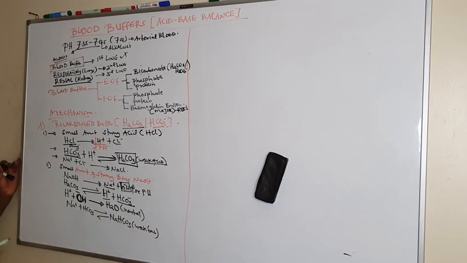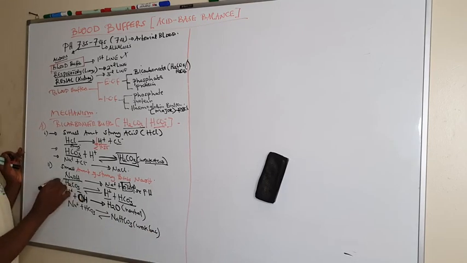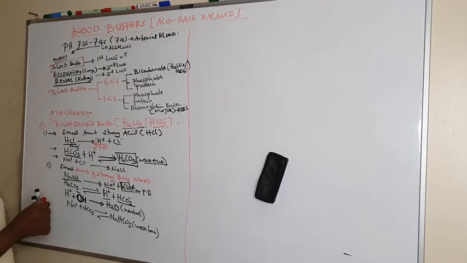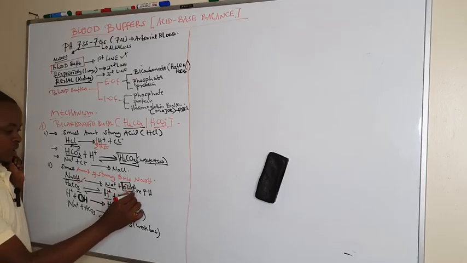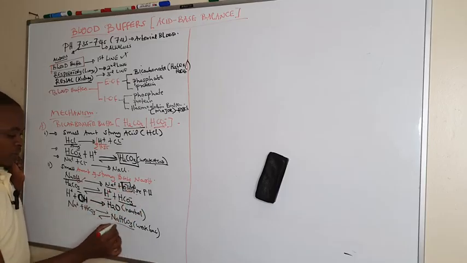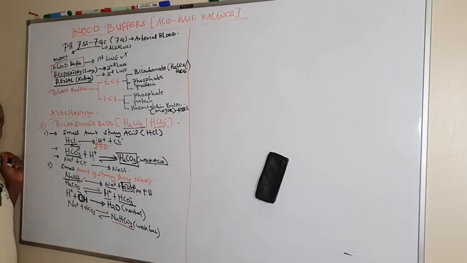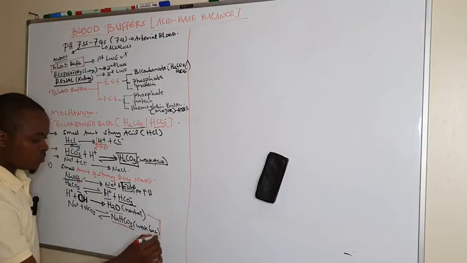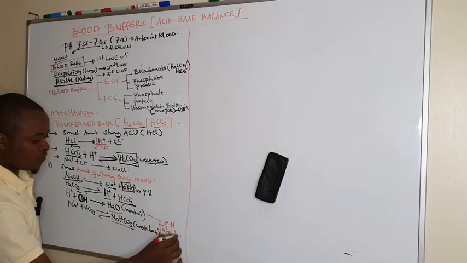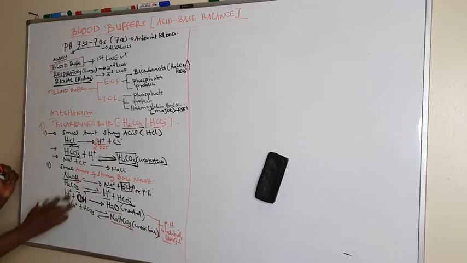So from this illustration, you can see the strong base, which is sodium hydroxide, which liberates the hydroxyl ions to increase the pH, is replaced by a weak base, that is sodium hydrogen carbonate, and the water, which is neutral. Hence, these two will maintain the pH at a relatively constant level. So this is the mechanism of action of the bicarbonate buffer.